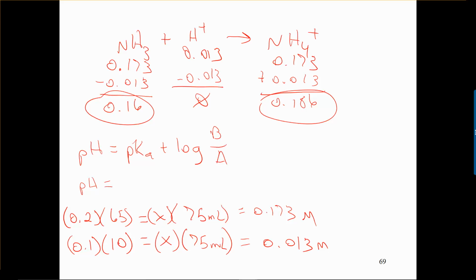Okay, so what'd you guys get for your pH here? 9.189. Okay. 189. Okay, so that's my pH. So it went from 9.25 to 9.19. Okay, so it didn't change very much, even though we added a bunch of acid. It didn't change very much.